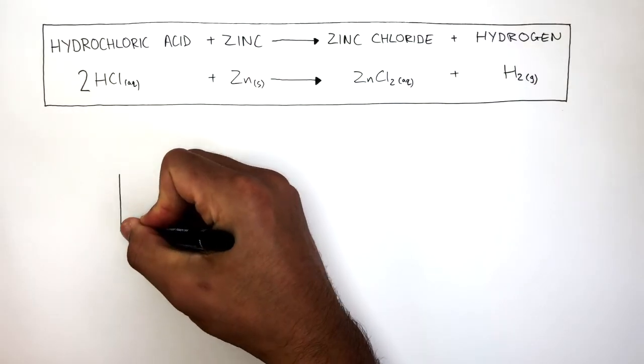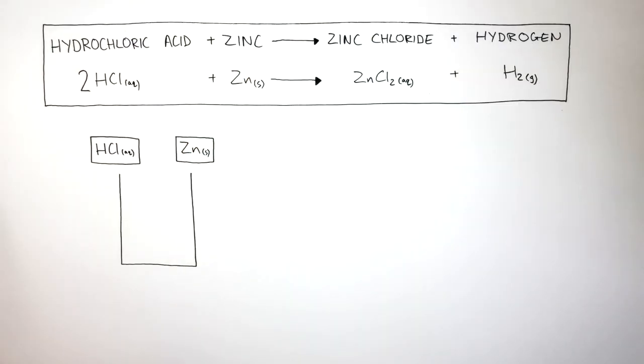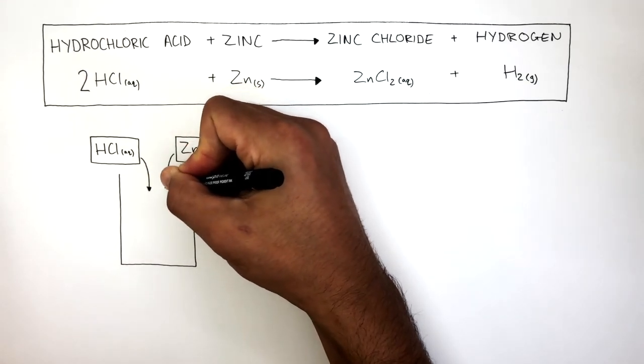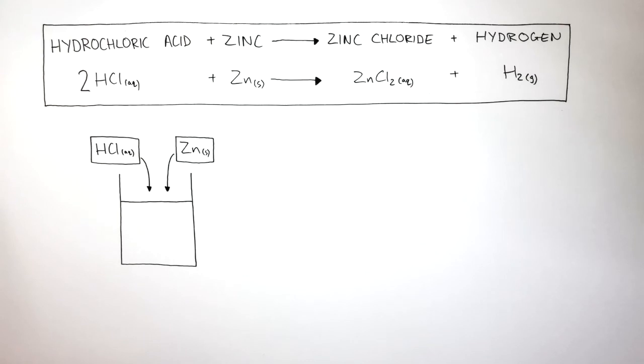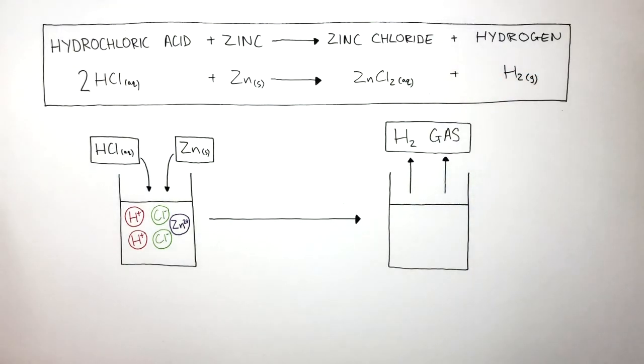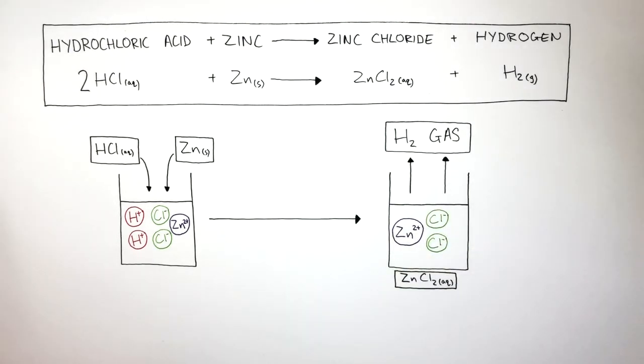So let's say we have a beaker and we have HCl and Zn, hydrochloric acid and zinc. We pour the hydrochloric acid into the beaker and we place the zinc into the beaker as well. In the solution, there will be dissolved hydrogen ions, dissolved chloride ions, and then zinc ions as well. As the reaction takes place, hydrogen gas is formed which rises up into the air, and left in the solution is zinc chloride, aqueous zinc chloride, where there are zinc ions and chloride ions dissolved in water.